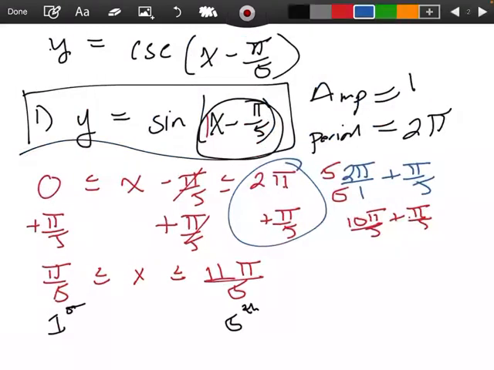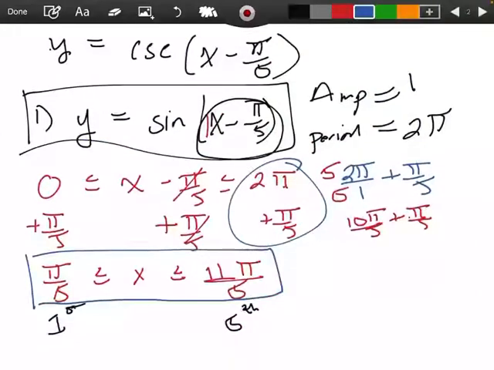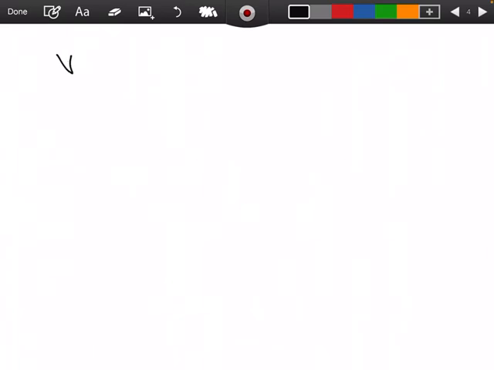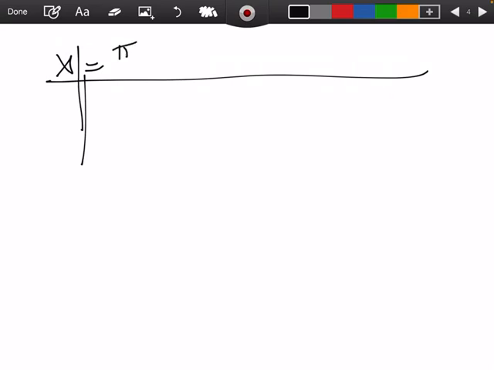Okay, so now what we're going to do, we're going to make a chart. Okay, so I'm going to use those points and these over here. So let's see, what points do we have? So I'm just going to rewrite the first ones, pi over 5 and 11 pi over 5. Okay, so the first one was pi over 5. And the other one was 11 pi over 5. So let's do it like this. Let's make a chart. We're going to go x equals, okay, so we had pi over 5, and the last one I want to say we said was 11 pi over 5.